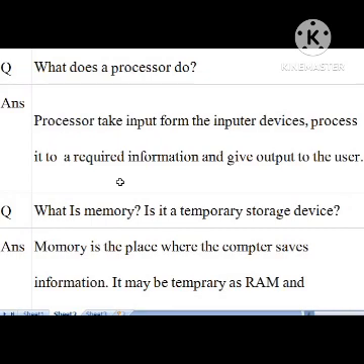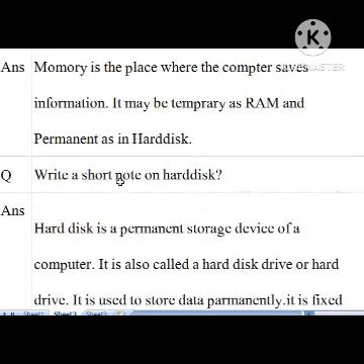Next question, computer class 6. What is memory? Is it a temporary storage device? इसका आंसर: memory is a place where a computer saves information. It may be temporary as RAM and permanent as in hard disk.